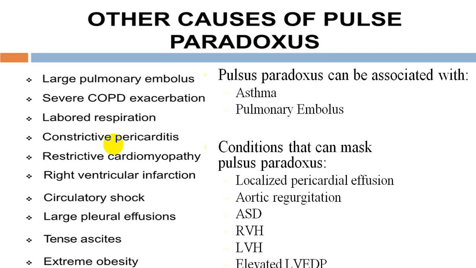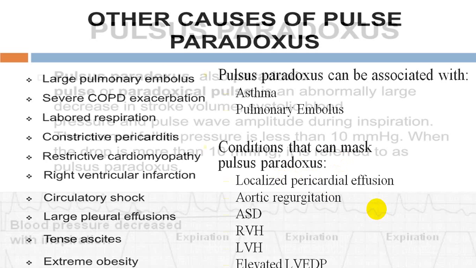There are some conditions where pulsus paradoxus is present, but still it cannot be demonstrated clinically, like localized pericardial effusion, aortic regurgitation, ASD, severe RVH, LVH, and elevated left ventricular end-diastolic pressure. In this, you will not be able to demonstrate pulsus paradoxus. It will mask it. Even if there is a pulsus paradoxus present, it will be extremely difficult. You will be able to demonstrate it only by echocardiography.